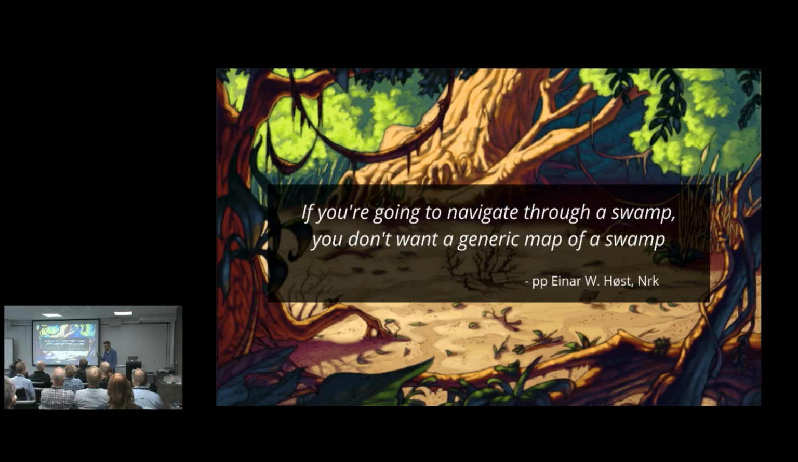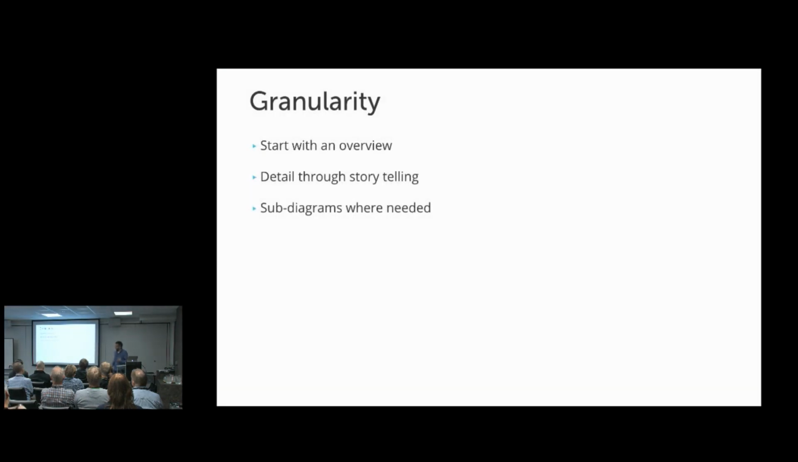So we want something that models our system, that's detailed enough, but we don't want to spend too much time on it either. It can't be so detailed that we stop keeping it up to date. So granularity plays a role here. We need to start with an overview and add detail as we go through storytelling. One of the biggest mistakes people make when they start doing threat modeling is to get too detailed too early. We can also split our diagram into sub-diagrams. If something becomes too complex or too repetitive, we can split it into a sub-diagram and just reference it.